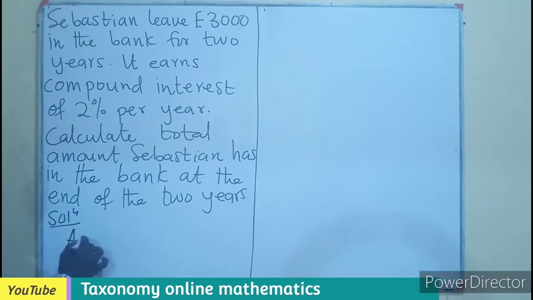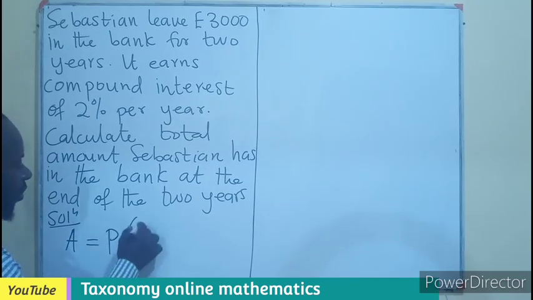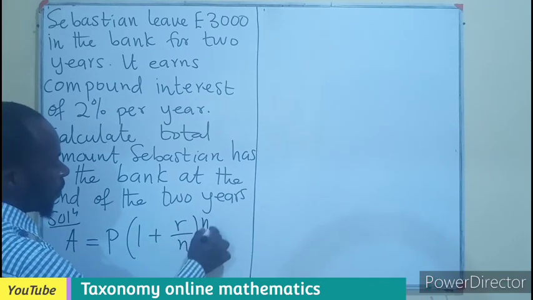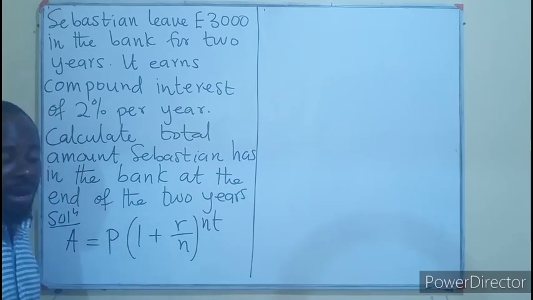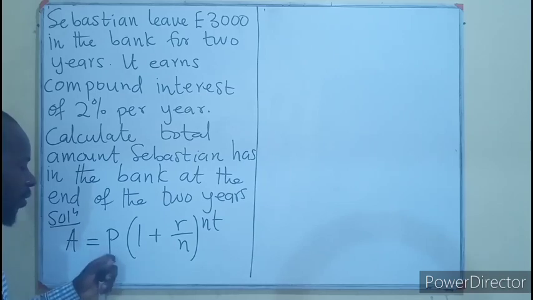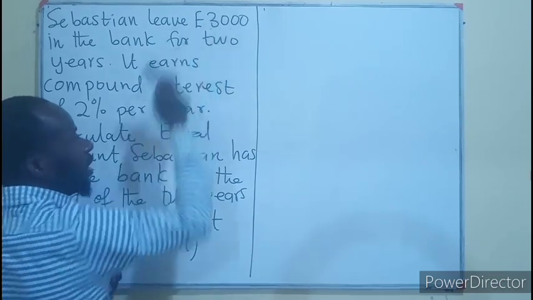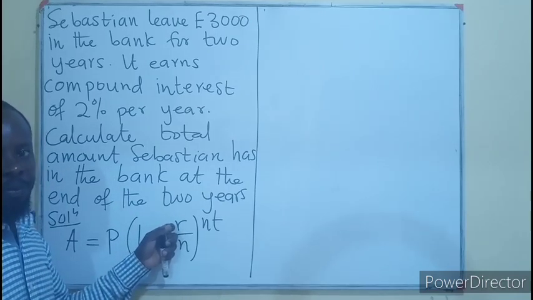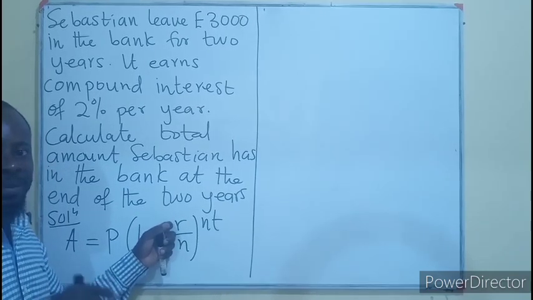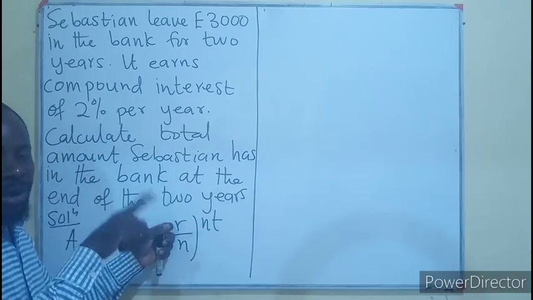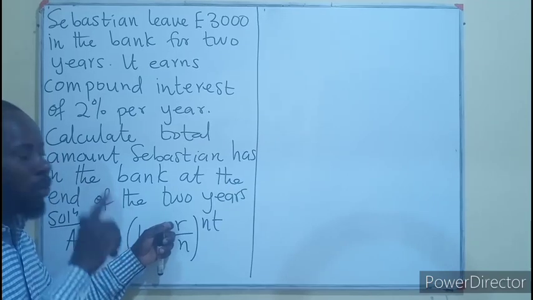So we know the amount that we are looking for at the end of the 2 years is A. P stands for principal, 1 plus R divided by N, to the power NT. This is the popular formula we use for calculating compound interest, where A stands for amount, P for principal, which is the £3,000, and R is the percentage rate, which must be in decimal. So in this case, 2% becomes 2 out of 100, which will be converted to 0.02.